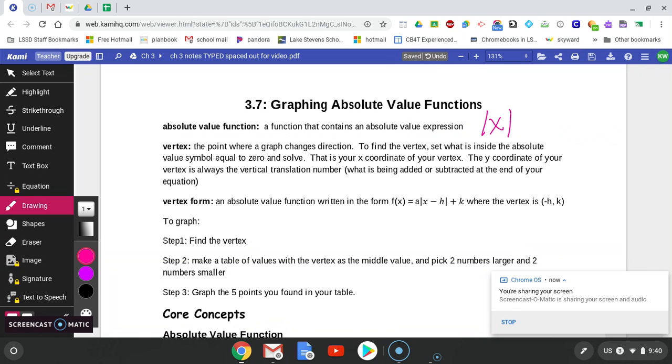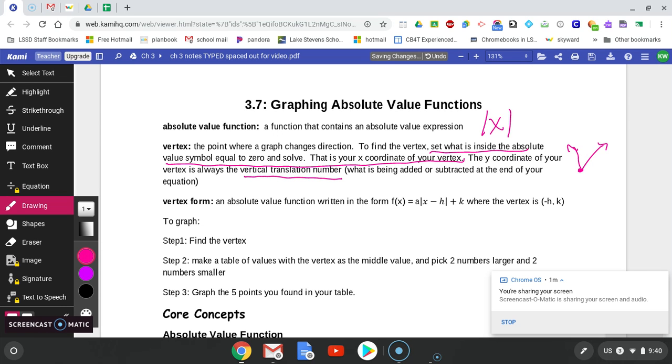So the vertex is going to be the point where the graph changes directions. If I have my V-shaped graph, the vertex is going to be right here. It's where it changes from a decreasing to an increasing graph. To find the vertex, you set what's inside the absolute value symbols equal to 0 and solve. That's going to be the x-coordinate of your vertex. To find the y-coordinate of your vertex, you're always going to look at what's being added or subtracted at the end of your equation, which we learned in our 3.6 notes is your vertical translation number.